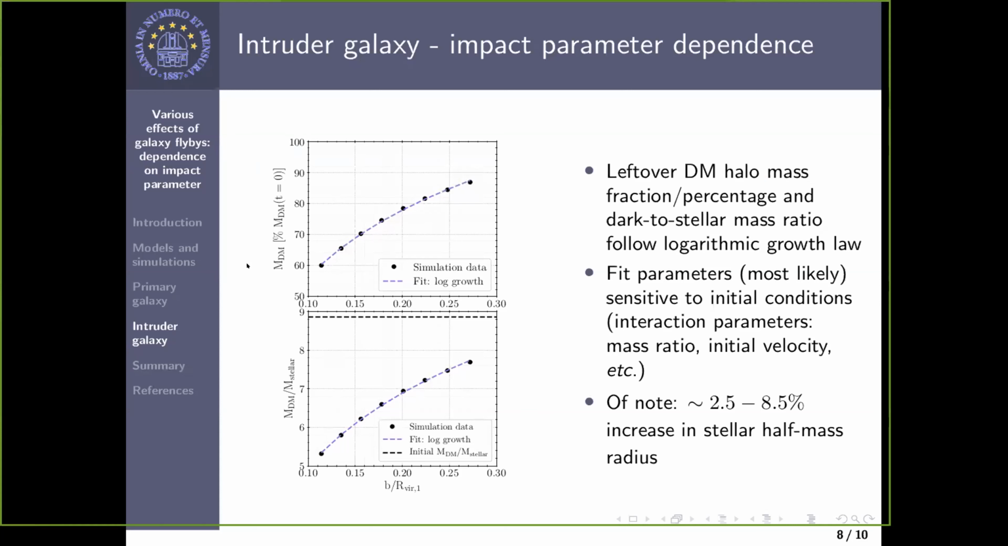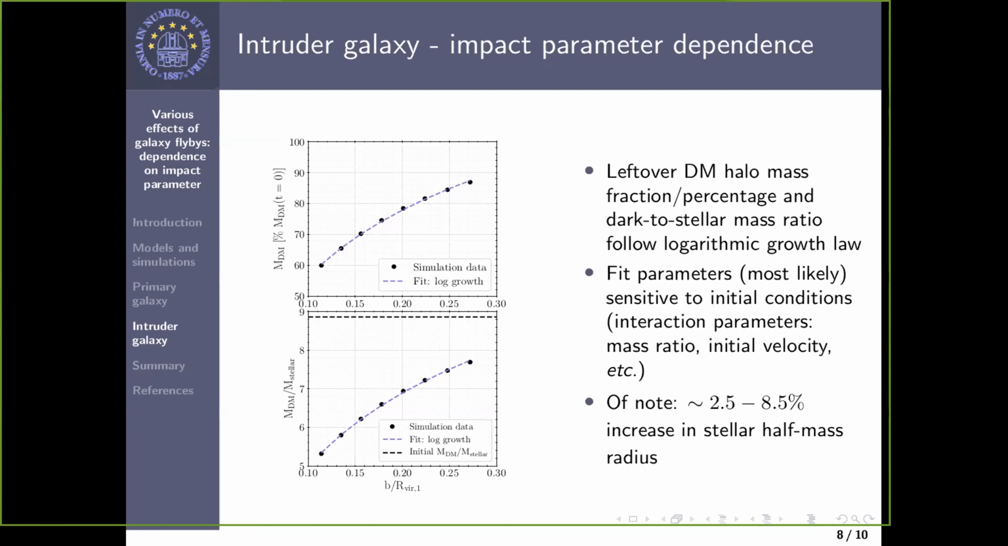And on this plot, it's actually shown not as a fraction, but as a percentage of initial mass. And as we can see, it follows logarithmic growth really nicely. And the same applies to the dark to stellar mass ratio, since the stellar component doesn't lose any mass. Fit parameters are excluded here because they're most likely sensitive to initial conditions, mostly mass ratio in the interaction, initial velocity, duration of the encounter, and so on.